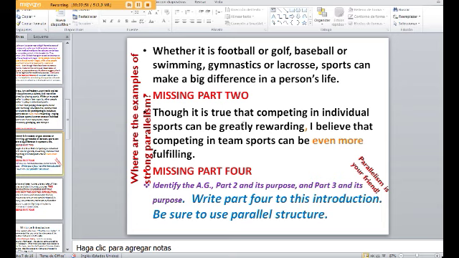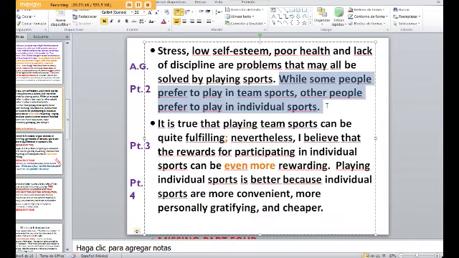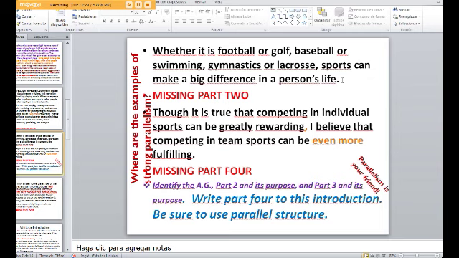And when we read this, we see that this person thinks that team sports are better than individual sports. So it's actually the same topic as the one that we just saw. For part two of this introduction, we can use the same idea that we had in the previous introduction, because it strikes a balance between the two sides. It does not matter which one you mention first here. So while some people prefer individual sports, other people prefer team sports.